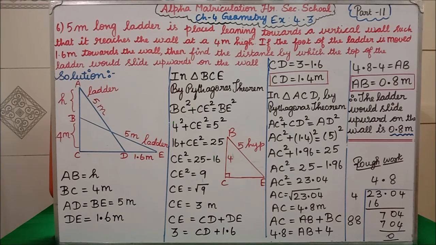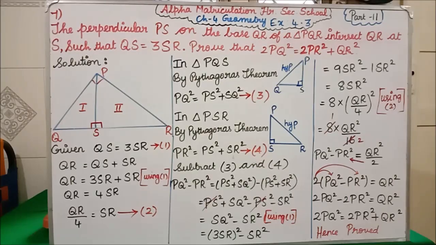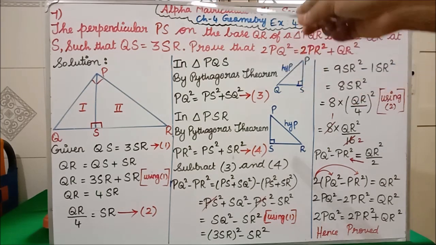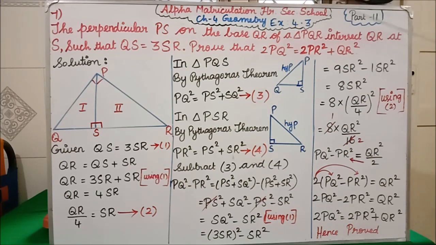Okay. Next we will see our 7th question in exercise 4.3. Students, next in part 11 video, we are going to see the 7th question. The perpendicular PS on the base QR of a triangle PQR intersects QR at S such that QS equal to 3 into SR. Prove that 2PQ square equal to 2PR square plus QR square.